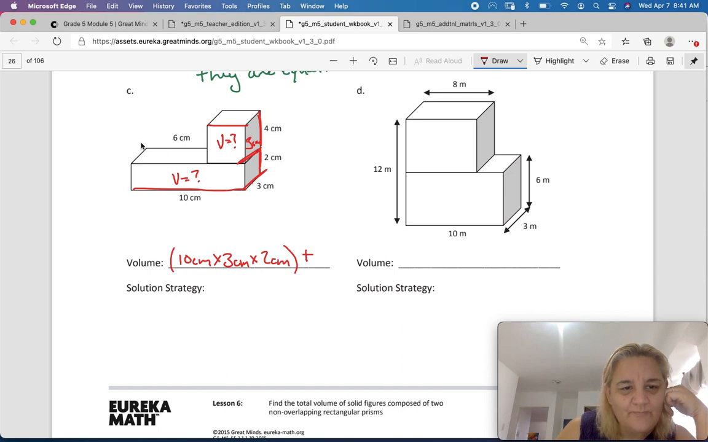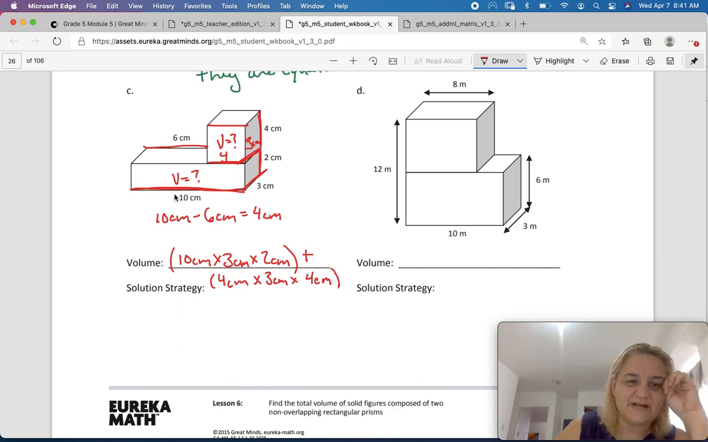So I do know this length and I do know this length. So I'm going to subtract 6 centimeters from 10 centimeters, and that's going to give me the leftover. That's going to give me what this is. So now I have 4 centimeters is my length, 3 centimeters is my width, and 4 centimeters is my height.